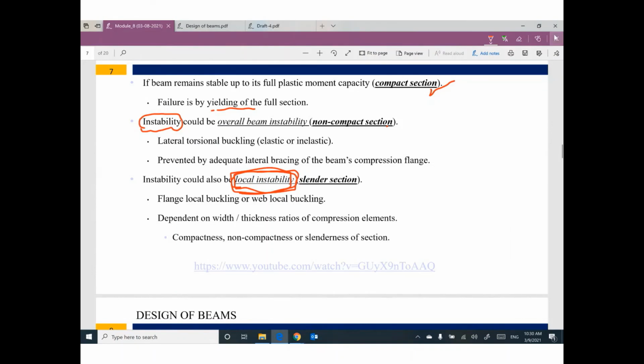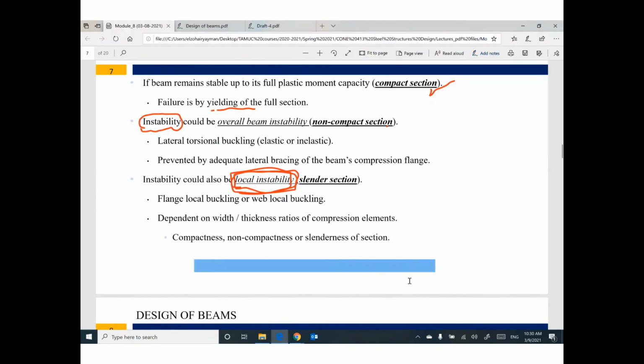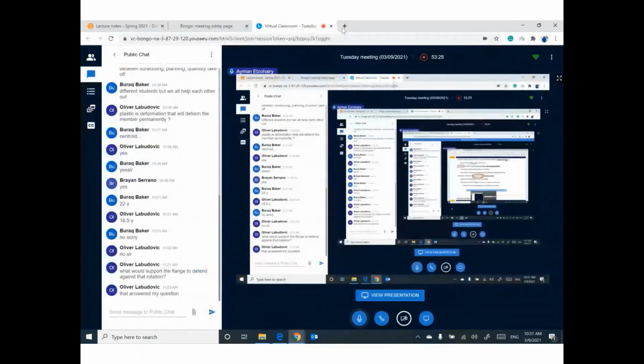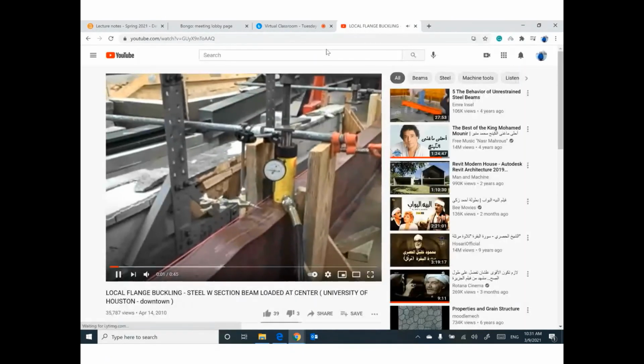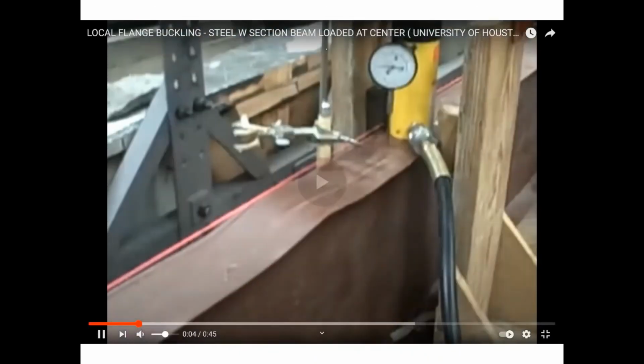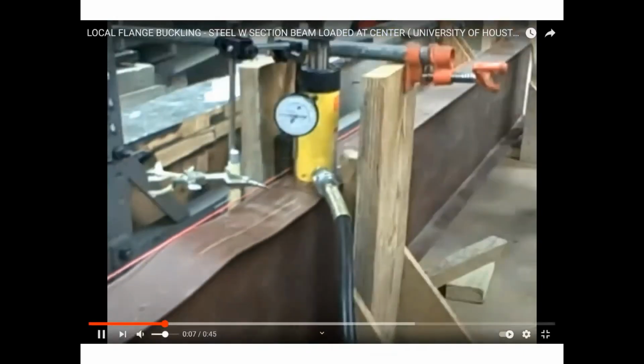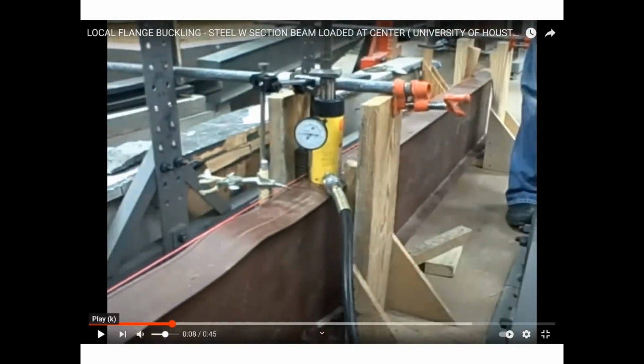Okay, go ahead and start to watch this video. Local means a very small part of the beam failed. Can you see here? Guys, can you see this part of the flange? It's local. The whole beam is good. Only this part of the flange failed, this is called local failure.